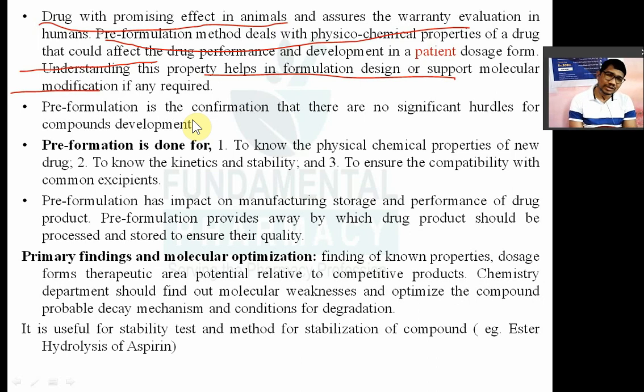तो ऐसा नहीं कि कोई ड्रग ले लिया इमीडिएटली उसका टैबलेट बना दिया, ऐसा नहीं होता. So you have to study a lot of things. So flow properties, bulk characterization, polymorphism in that molecule, solubility analysis, stability, dissociation constant, etc., etc. You have to study a lot of things before the formulation. Okay, now these things, if you have studied, that assures this particular compound fits in this particular formulation. Okay? That's why pre-formulation is a confirmation that there are no significant hurdles for compound development, formulation development.